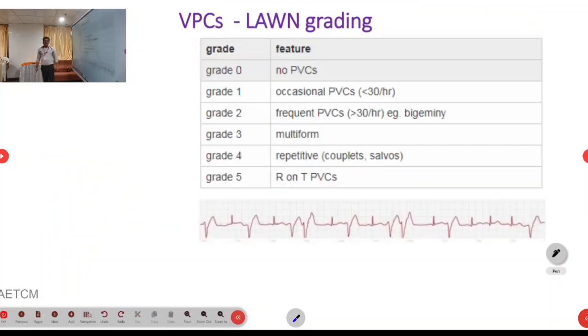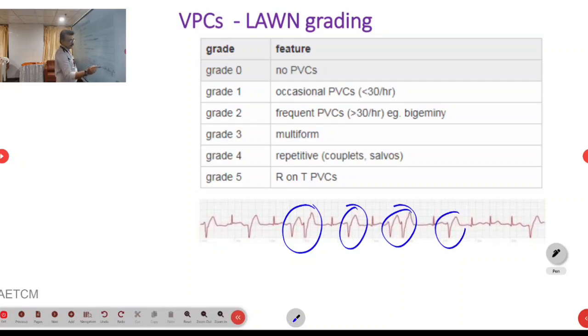Now there is a grading for ectopics, the Lown grading. Grade 0: no ventricular premature complexes. Grade 1: occasional PVCs, less than 30 per hour. Grade 2: frequent VPCs, more than 30 per hour; bigeminy can also be there. Grade 3: multifocal ectopics. Grade 4: repetitive ectopics, couplets, salvos, that is triplets. Grade 5 is R on T phenomenon. Here you are seeing two ectopics in a row, called couplets. This is a single ectopic, couplets, single ectopic, quadrigeminy. So these are different morphological ectopics.